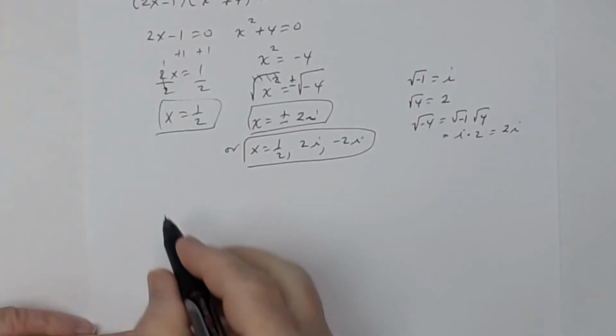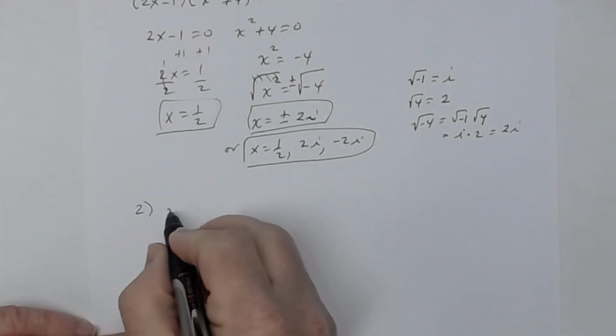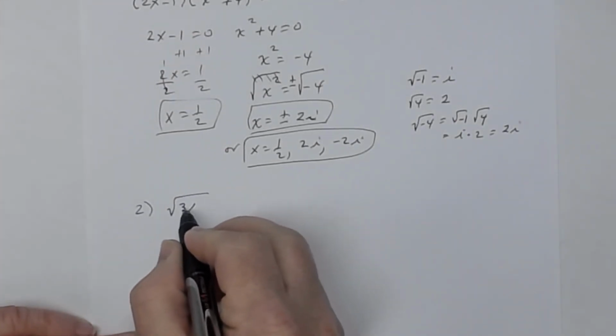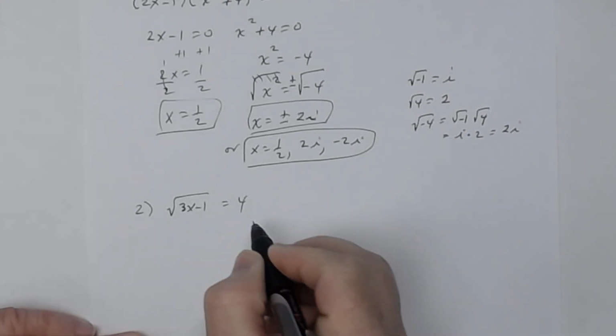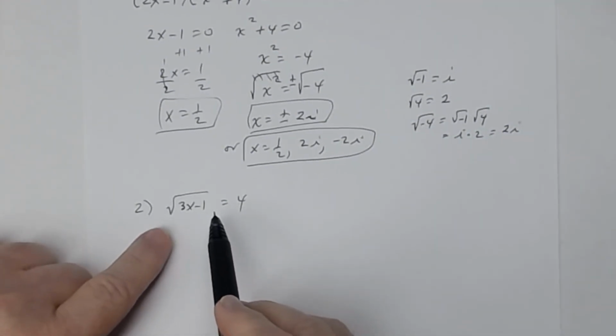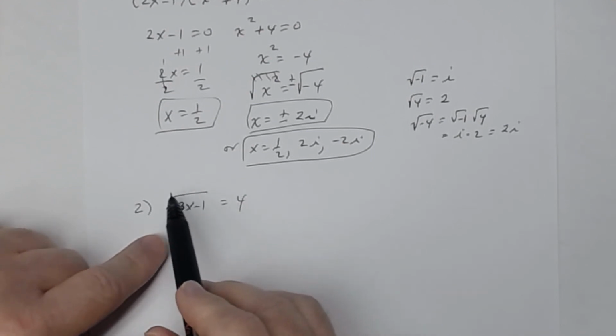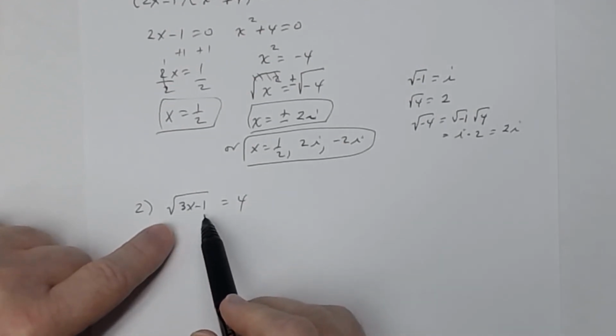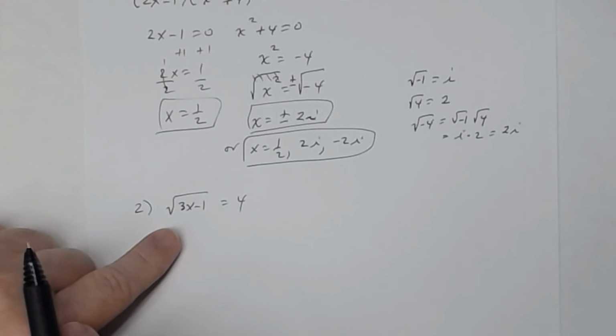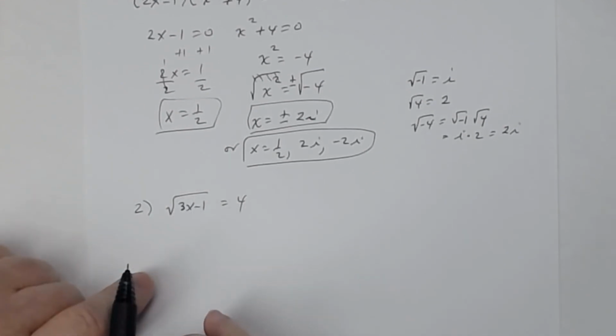Okay, now let's look at number 2. In number 2, we had the square root equation, the square root of 3x minus 1 equals 4. Now to solve a radical equation, and this is a square root equation, you want to isolate the radical. You want to isolate the square root, which it already is. So I already have the square root expression by itself.